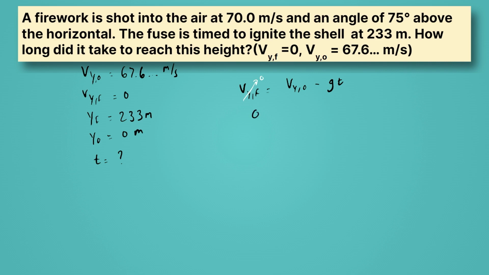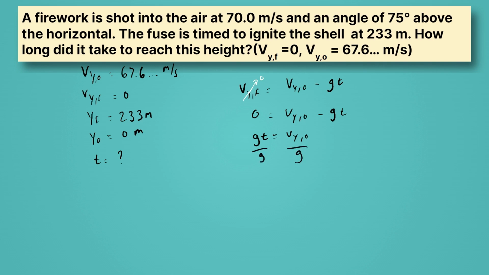And we get 0 equals velocity y initial minus gt. We want to solve for t here, so we're going to start by moving that g times t over to the other side and get g times t equals velocity y initial. All we did there is add gt to both sides. What should we do to isolate t? Well, we should divide both sides by g.